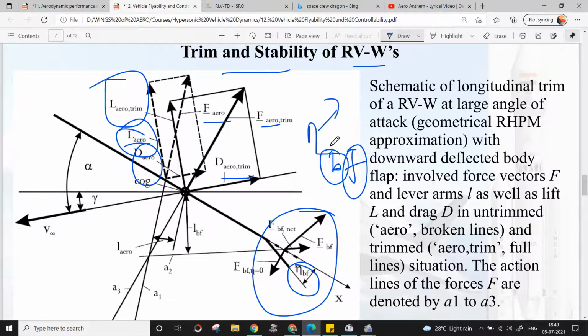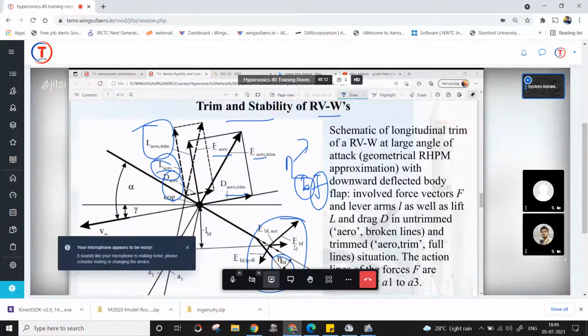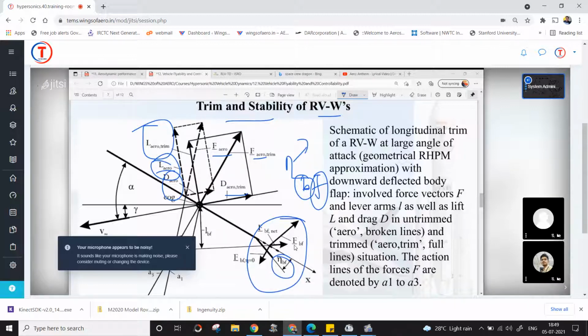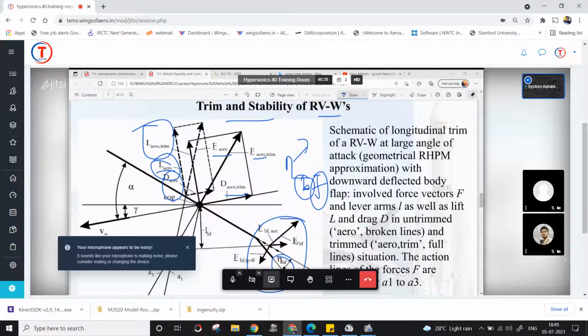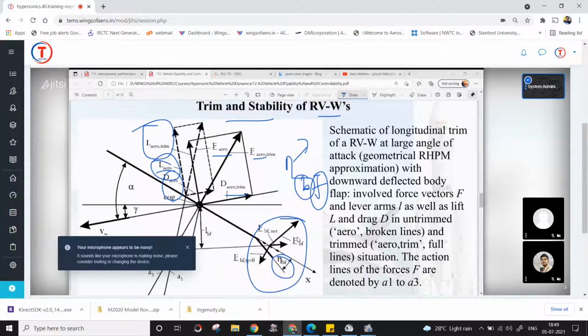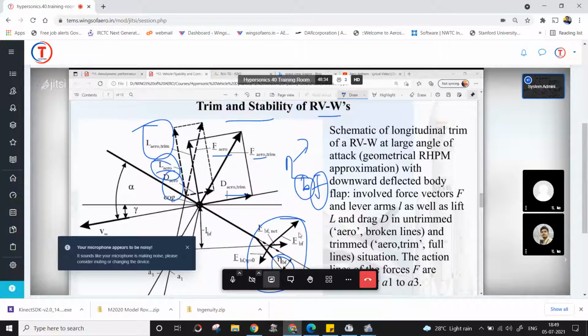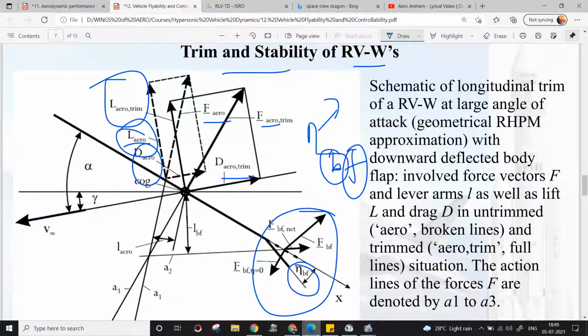So with this, I am ending today's session. If you are having any doubt, please let me know. And I request both of you to think how you can implement these concepts if you are choosing RVW, the re-entry vehicle with winged configuration. You can think how we can utilize this in your configurations. Suppose if you are having any doubt, please let me know.